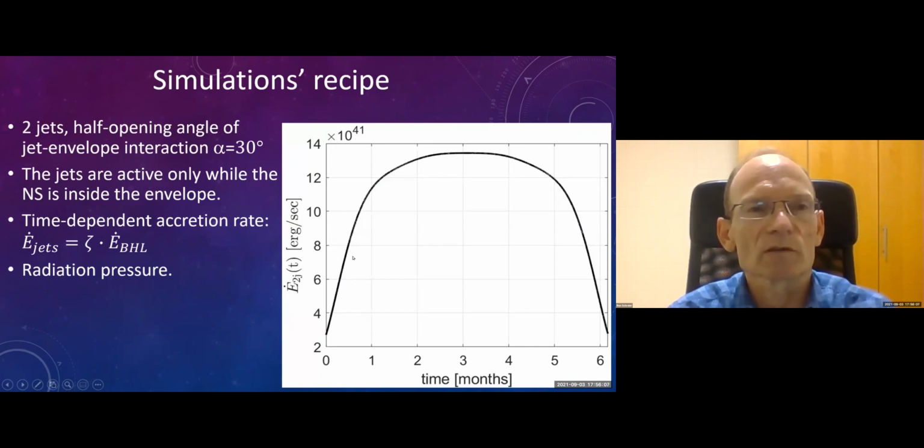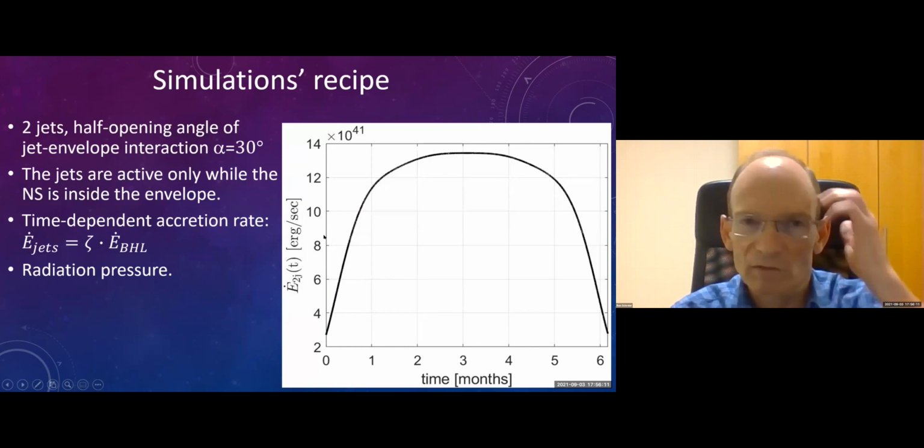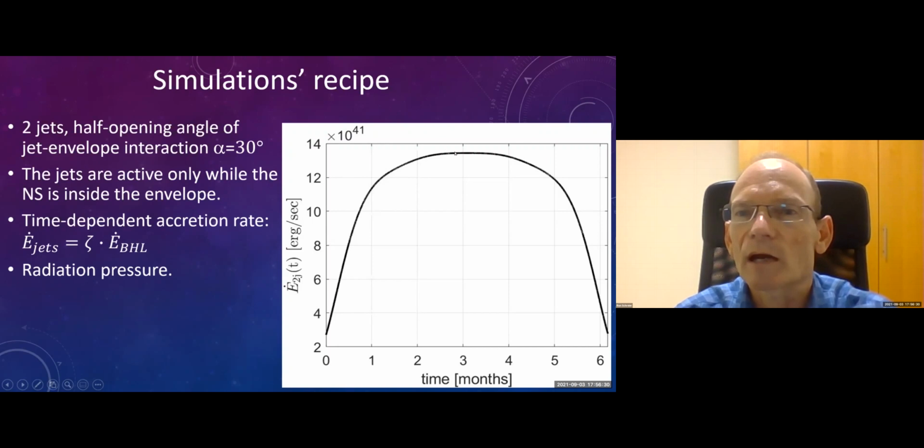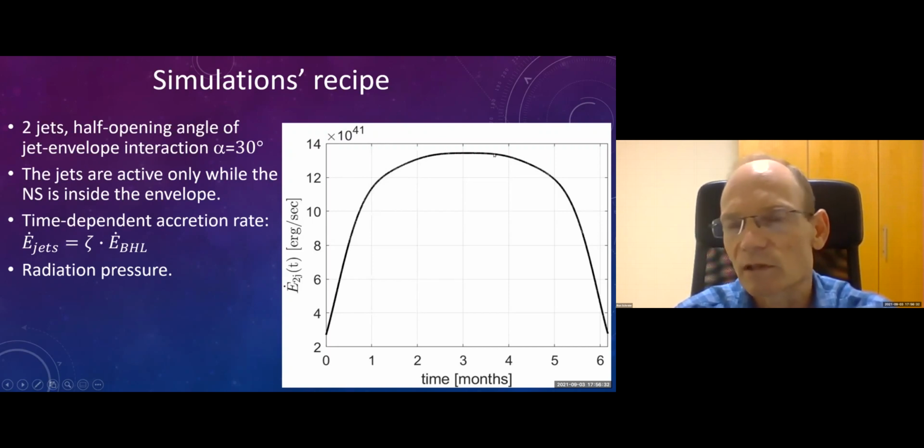So as I showed before, there are two opposite jets. The jet-envelope interaction has a half opening angle of 30 degrees, and the jets are active only while they are inside the neutron star envelope. They are time dependent, which means they start at a certain power and increase the power up to the periastron, and then, when they leave, they reduce the power, and now they stop launching jets at all.